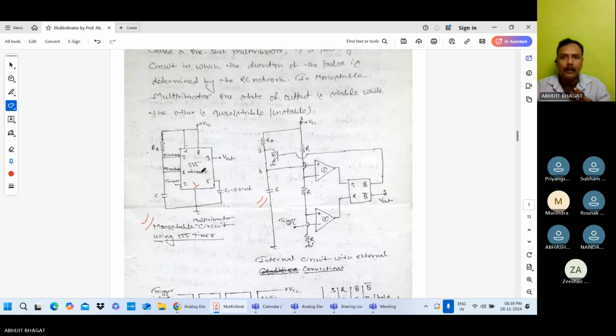Yes, sir. When you design the circuit, you are using the IC, and this one resistor and capacitor is used for making the monostable circuit. And for explaining the working principle, we use the internal components of this 555 timer IC.